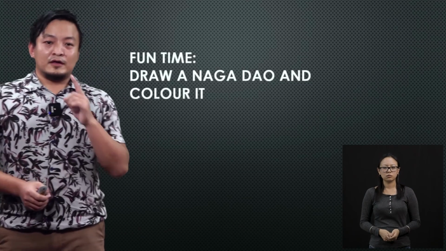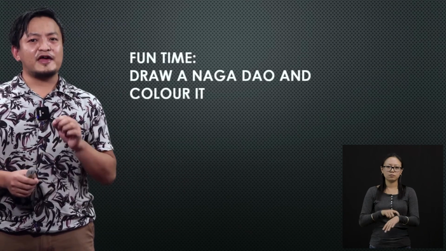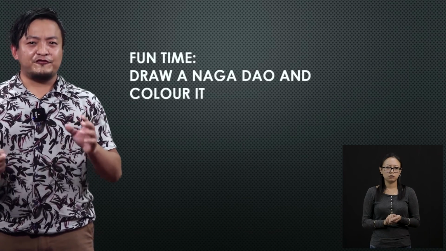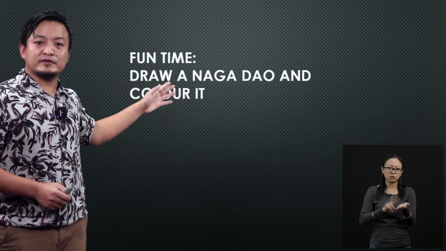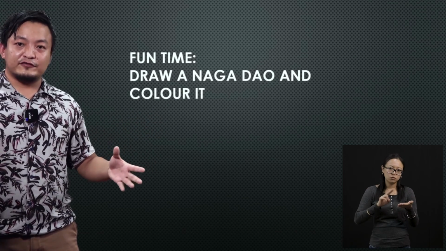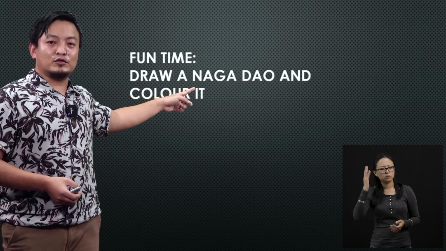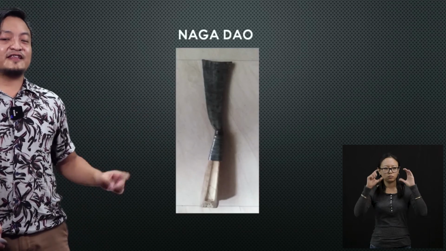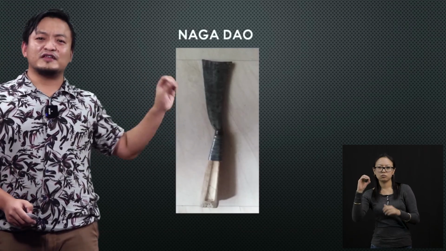Now, it's a fun time, okay? So now everyone take your pencil and you have to draw a famous Naga Dao, okay? Dao means it's a knife, a bigger knife, okay? And color it. So do you know what is a Naga Dao? I will show you here. So this is a Naga Dao. So students, you can draw this Naga Dao and you can color it, okay?